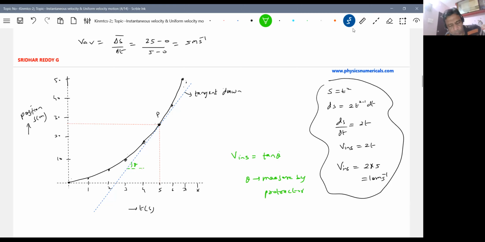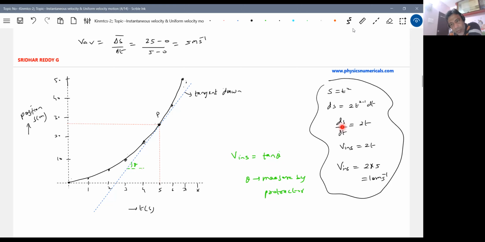The slope of the tangent drawn at the instant at which you are calculating should be the instantaneous velocity. So there are two methods. One, the graphical method. What does the graphical method say? Corresponding to t equal to 5 seconds, locate a point on the curve. There you draw a tangent. Then the slope of the tangent drawn at that particular point will give the instantaneous velocity. How to measure this theta? Tan theta. First you measure theta using a protractor, then the tan of that will be the instantaneous velocity.